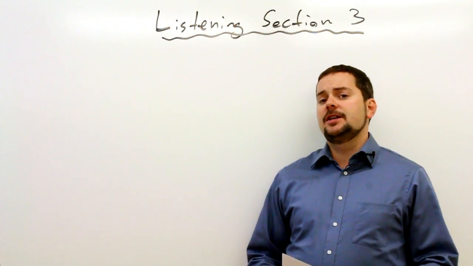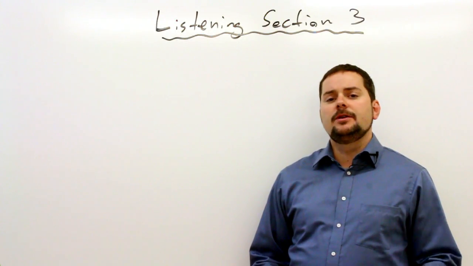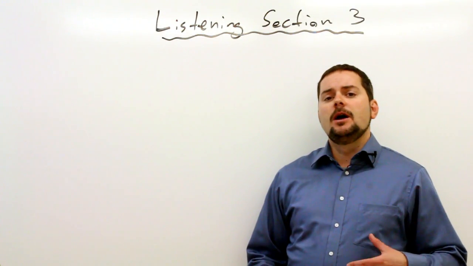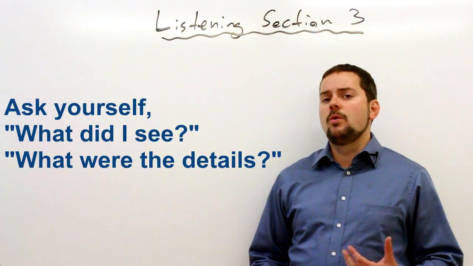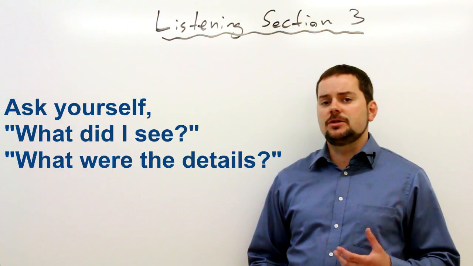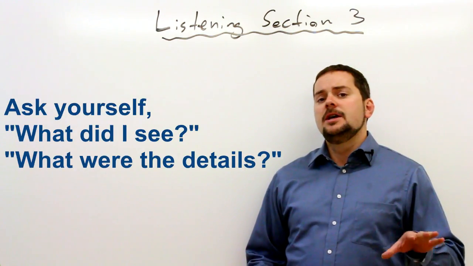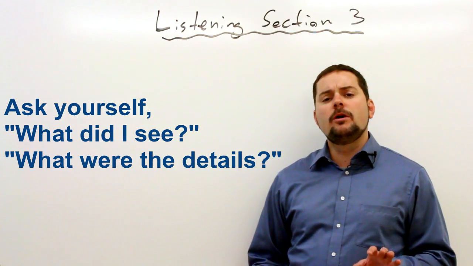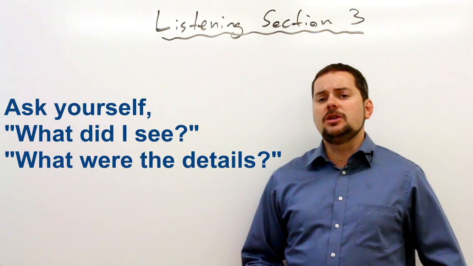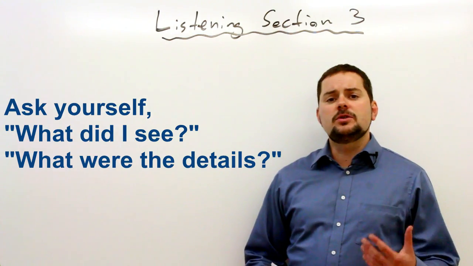Okay, so now that you had a chance to look at the questions for section 3 and close your eyes and visualize, the next step when you're doing this exercise is to ask yourself what you actually saw in your mind. So don't worry about listening to the audio yet or answering questions or anything like that. Simply just take a blank piece of paper and in point form, write down some of the things that you saw in your mind when you read these questions.